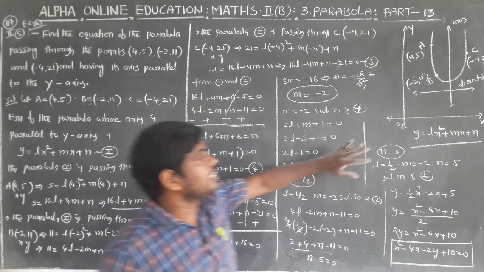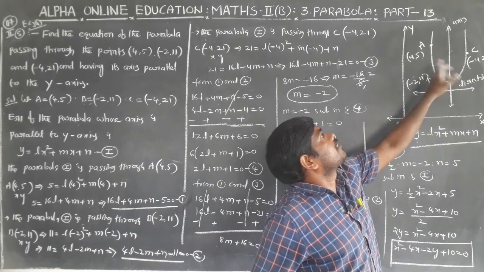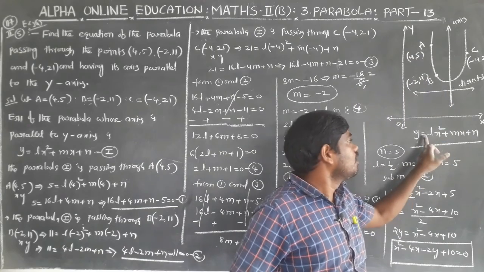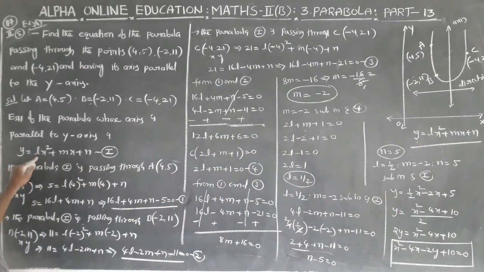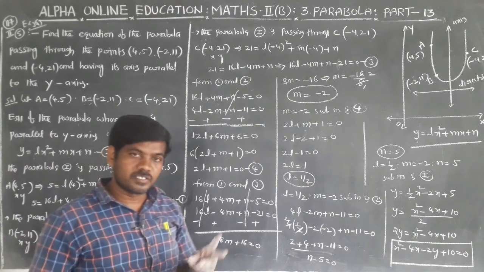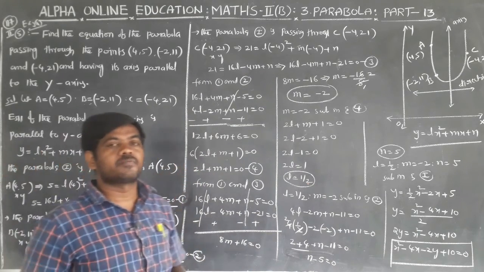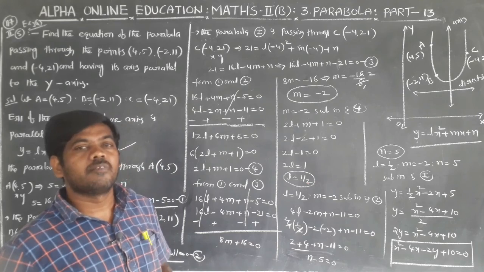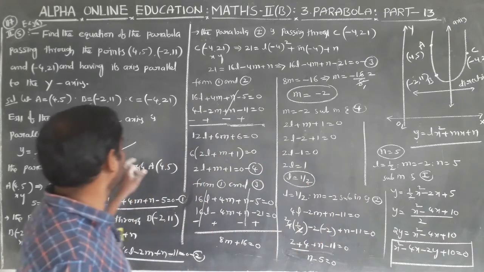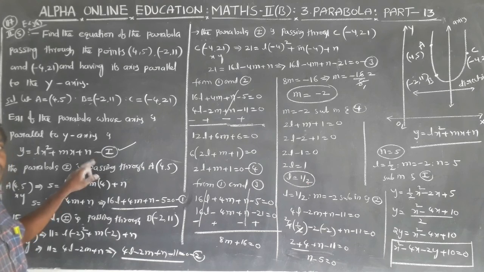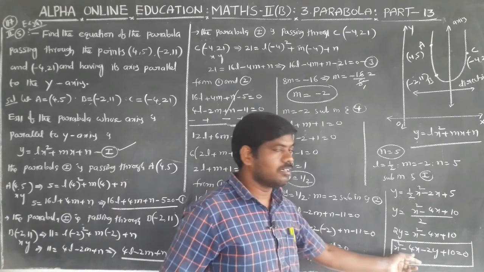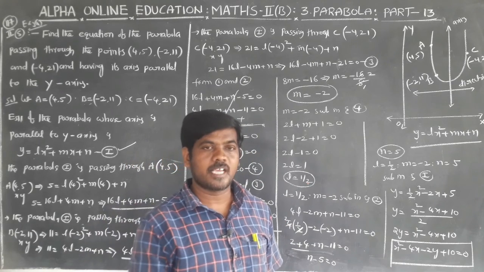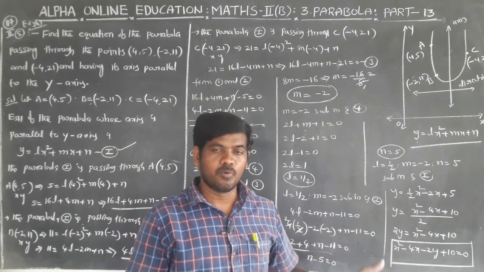Here, let the required equation of the parabola whose axis is parallel to the y-axis be y is equal to Lx square plus mx plus n. Substitute the 3 points on the parabola, getting 3 equations, and solving the 3 equations for the values L, M and N. Substitute the L, M, N values in the required equation of the parabola in Roman number 1. This is the process for finding the equation of the parabola whose axis is parallel to the y-axis. Most important problem.